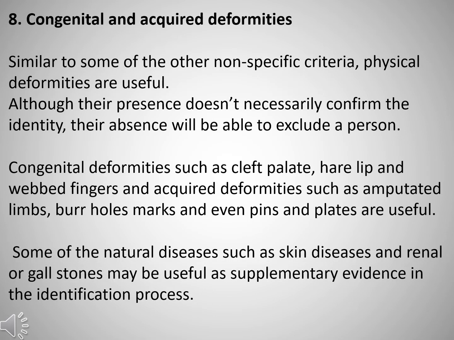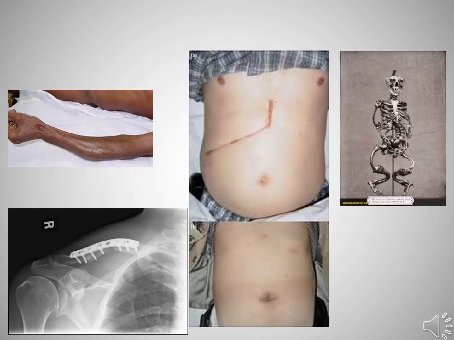Congenital and acquired deformities. Similar to some of the other non-specific criteria, physical deformities are useful. Although their presence doesn't necessarily confirm the identity, their absence will be able to exclude a person. Congenital deformities such as cleft palate, hair lip, and webbed fingers, and acquired deformities such as amputated limbs, burr hole marks, and even pins and plates are useful. Some of the natural diseases, such as skin diseases and renal or gallstones, may be useful as supplementary evidence in the identification process. Here are some photographs of congenital and acquired deformities.